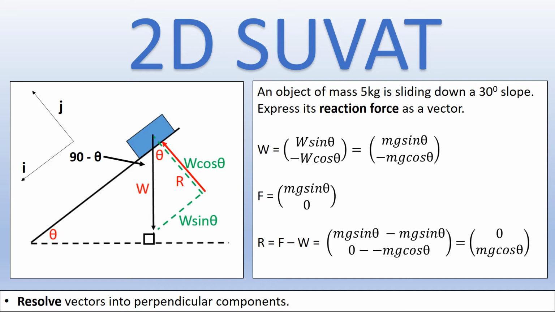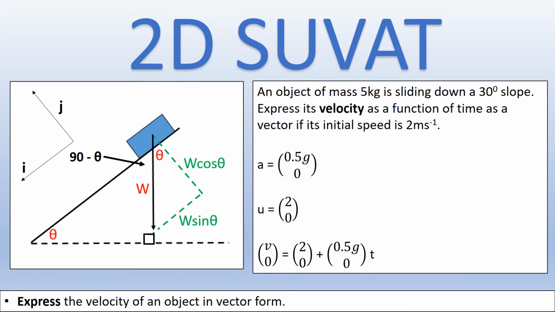We calculated what it is. Let's have a think about how we can get some other equations to explain the motion of this object. So we've got the same object, but now what we're looking to do is express its velocity in vector form as a function of time. And we're going to use its initial speed of 2 meters per second. So we've got the acceleration vector already. The next thing is to turn the initial velocity into vector form.